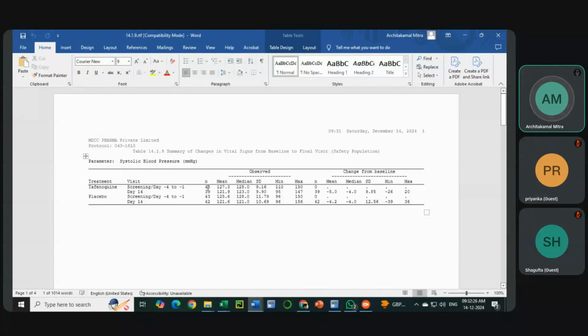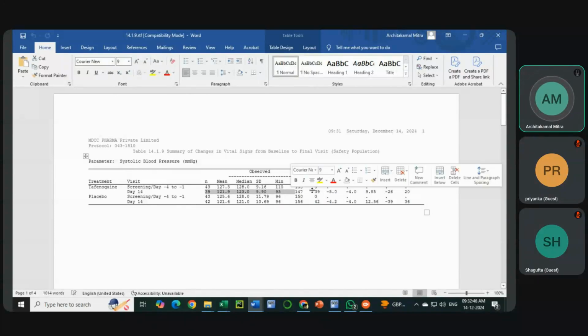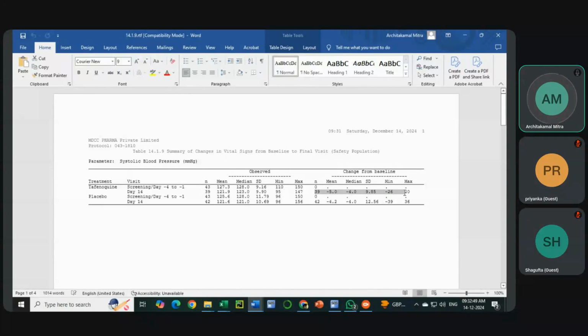So what is derived from this table? On the screening visit day, on the first visit, 43 people showed up. All these are the mean, median, SD, min, max. But on the last day, only 39 people have shown up. And this is the value. You are correct, we are not considering the absolute value. We are considering negatives as well. So you are correct, Priyanka. If it's negative, we consider negative.